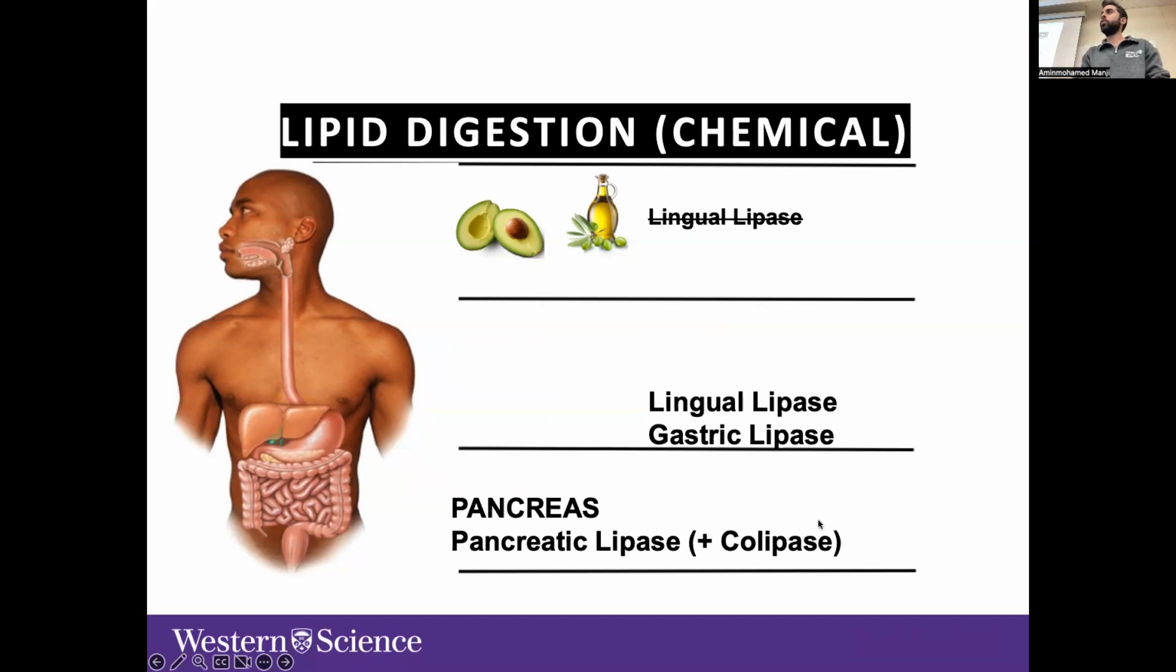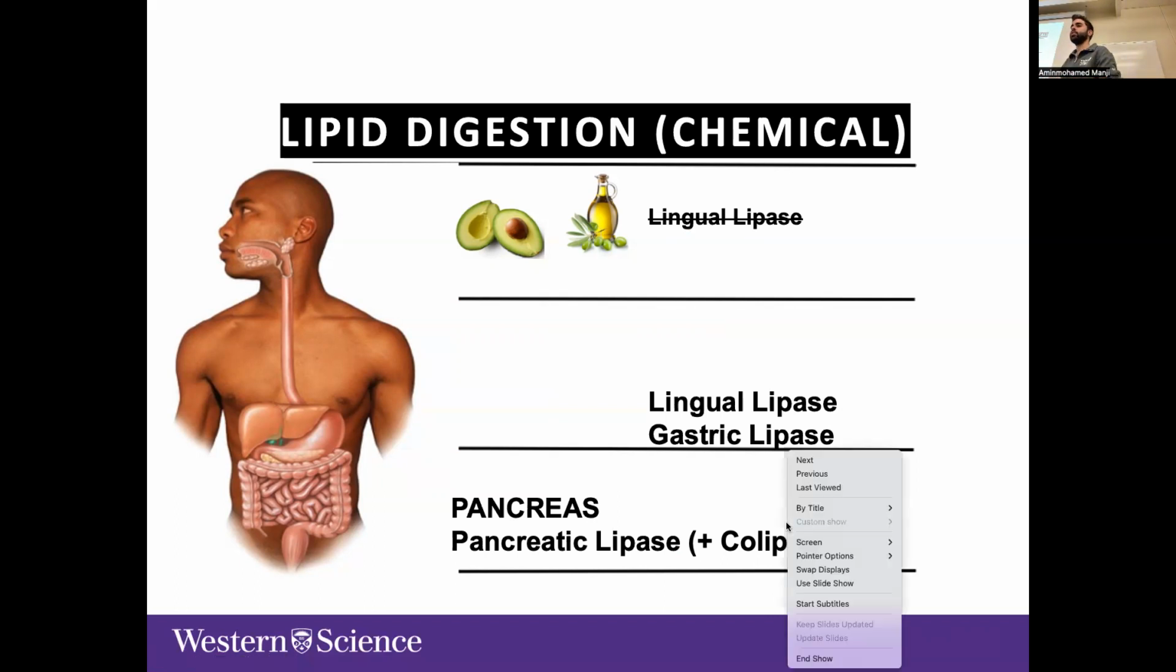They also make another thing called colipase, right? So again, this is not an enzyme. You've heard me talk about this in tutorials. This is kind of a protein helper. It's going to help with lipid digestion. It's going to help lipase do its job, but it does not digest lipids itself. Okay, so it's not an enzyme.